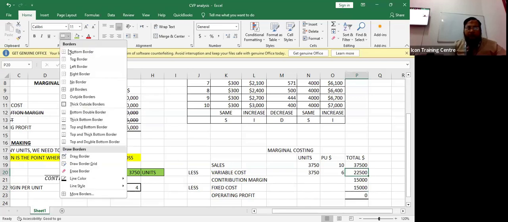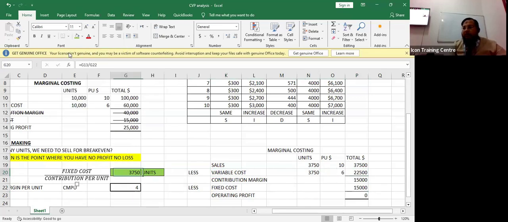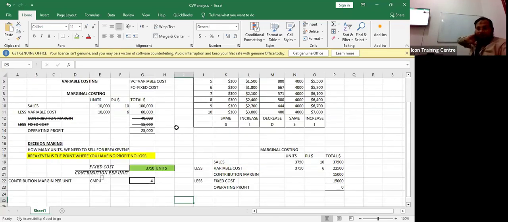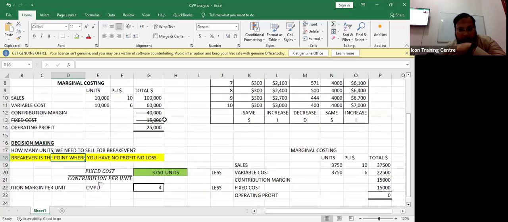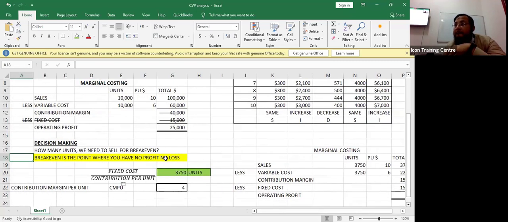Unit, you will be in the profit. Now, after this 3,750, every single unit will give you profit. Every single unit. Now, after this, there is a question: this is what we have found, the contribution margin, right? Decision making was that how many units you have to sell.